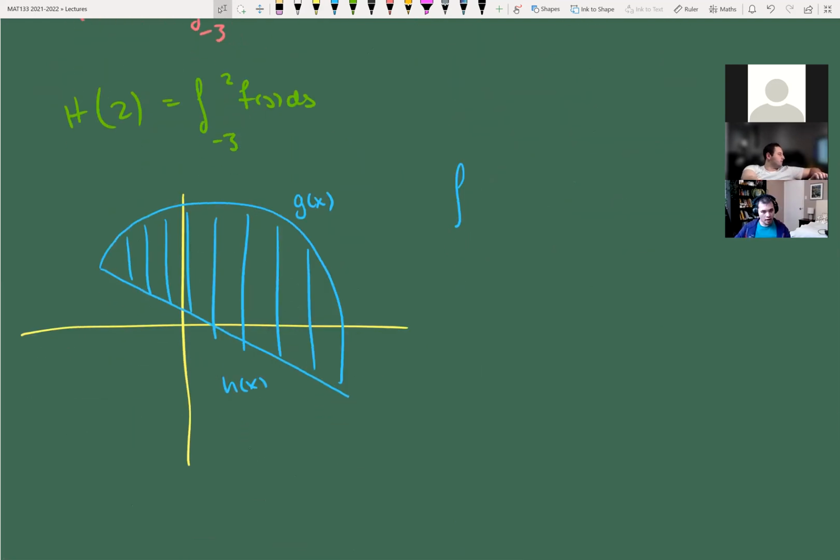Okay, so this is then the difference between the upper and lower bounds.